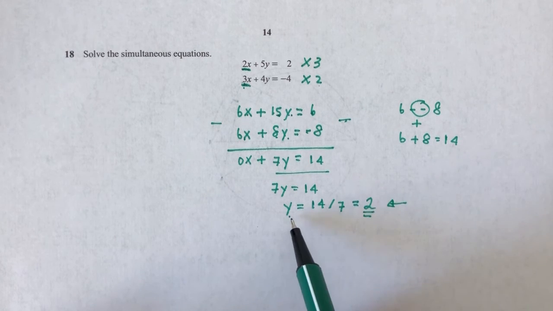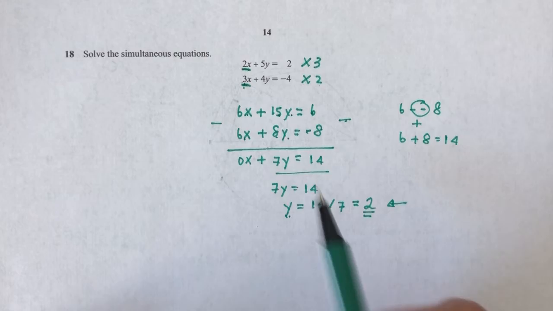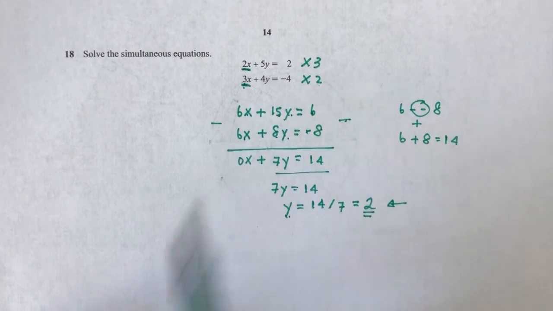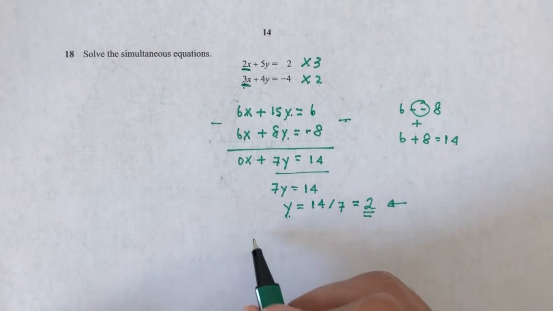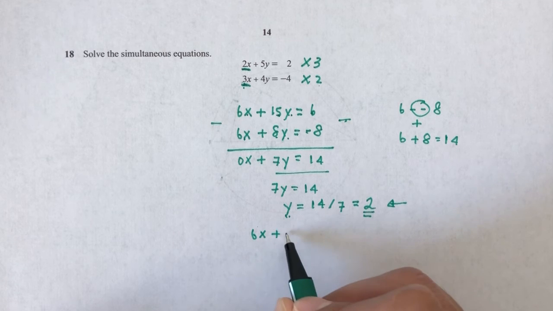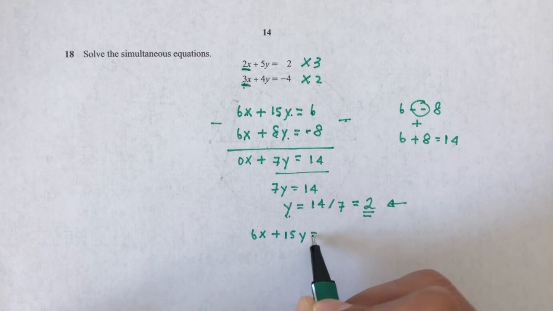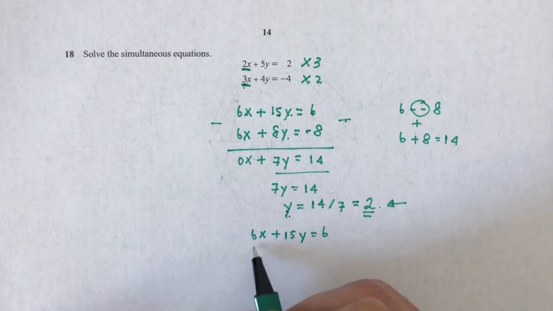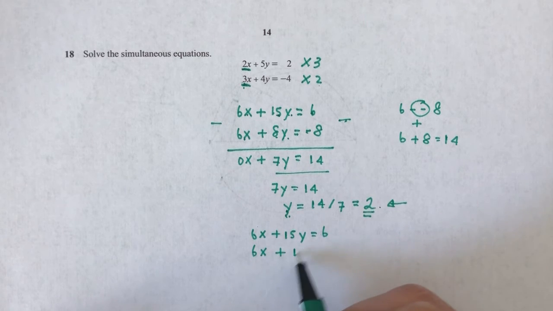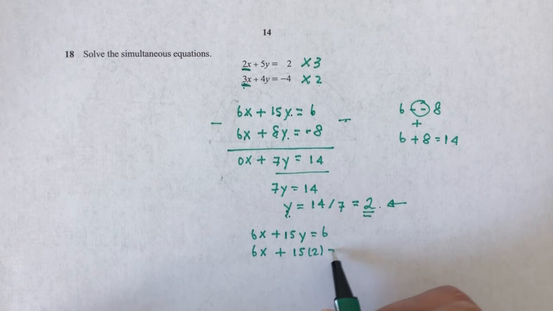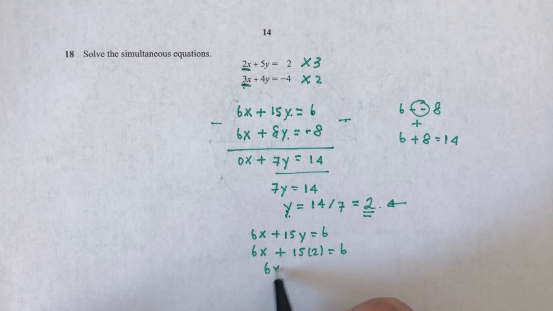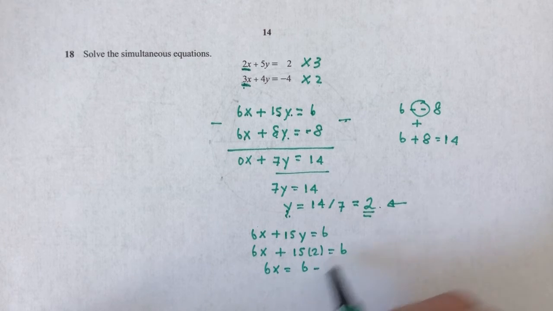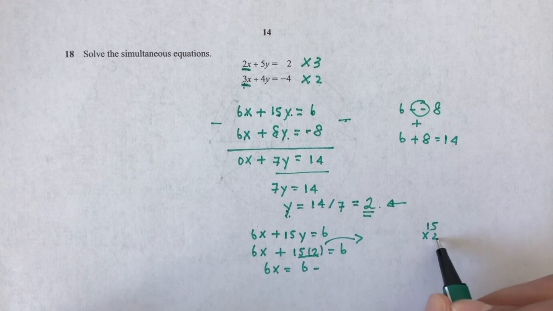Now find the value of x. So we have to replace y in the equation. We know that 6x plus 15y equal to 6. The value of y is 2, so 6x plus 15 times 2 equal to 6. So 6x equal to 6 minus, so what is 15 times 2? 15 times 2 is 30.